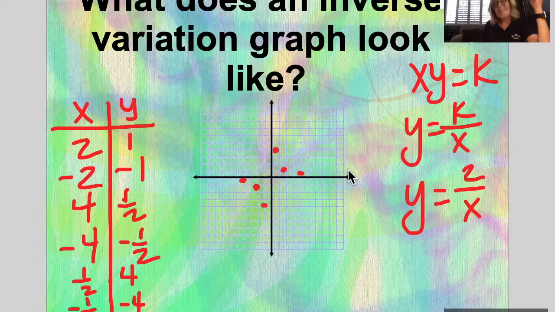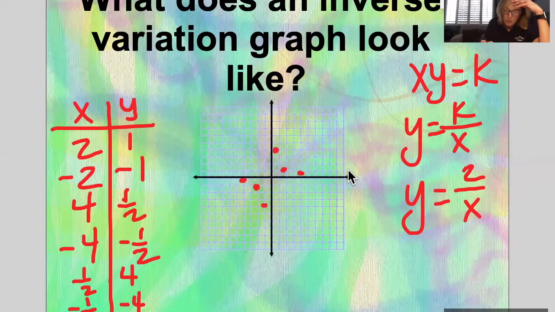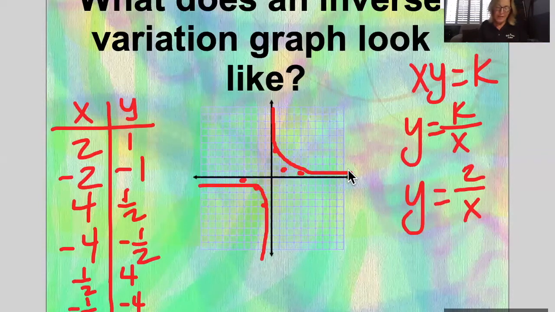You can start seeing that it's an unusual looking graph compared to what we've done so far. Really what we're going to see is it's going to do something like this. We'll get more into that tomorrow, but I just wanted to get a general idea of what an inverse variation graph looks like.